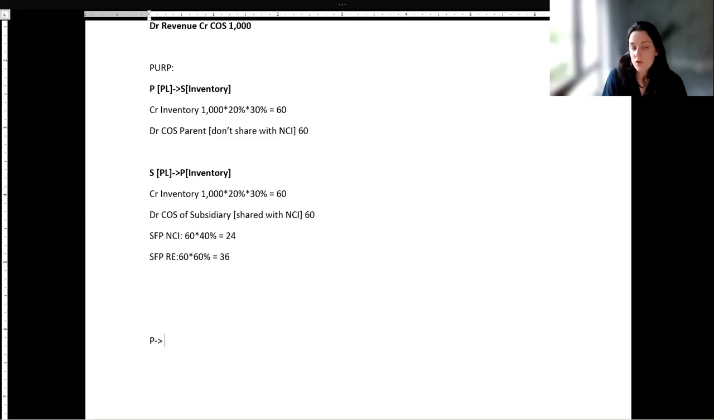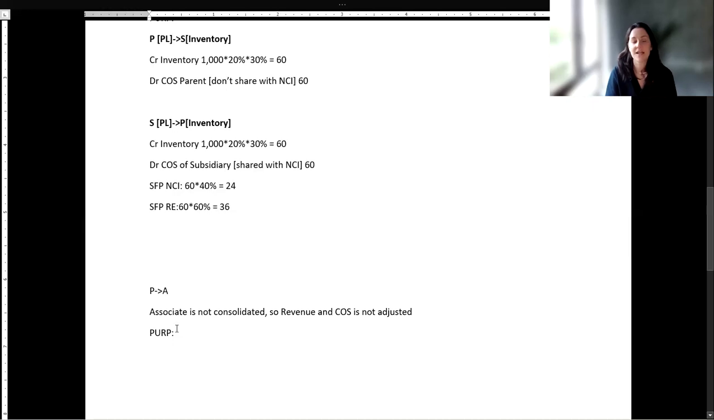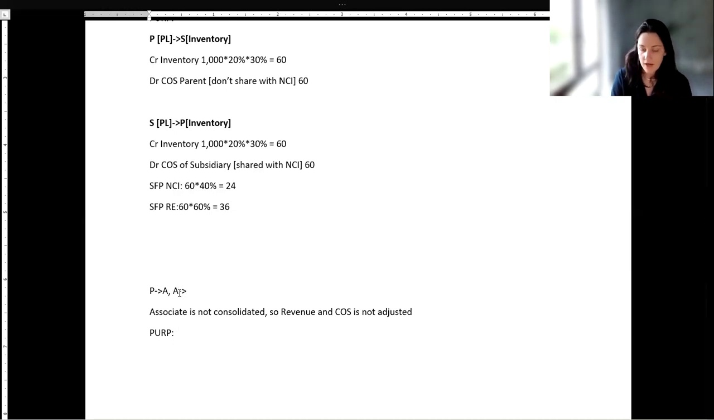So if parent trades with associate, what does it mean? It means that associate is not consolidated. So we do not have revenue and cost of sales of associates. So revenue and cost of sales is not adjusted. Instead, we just are going to make this provision for unrealized profit. And look how interesting it is going to be. When we are going to have this provision for unrealized profit, we are going to pay attention to the direction even more than we do for subsidiary.